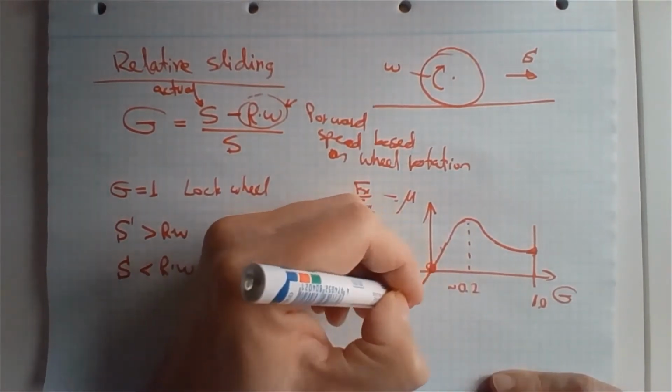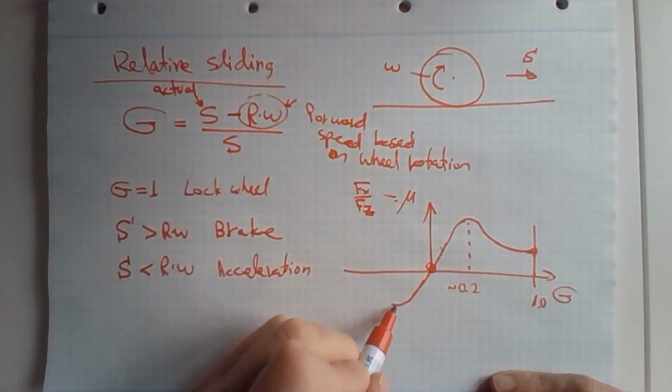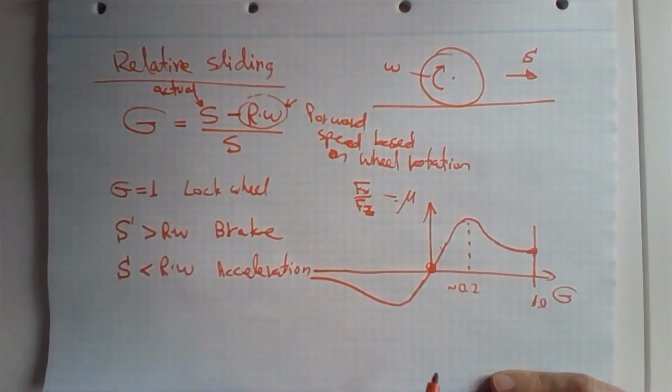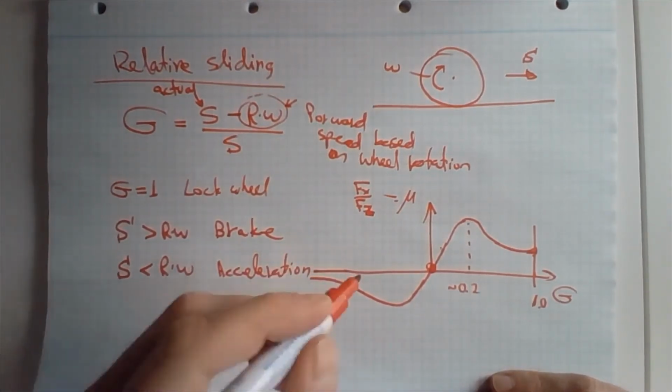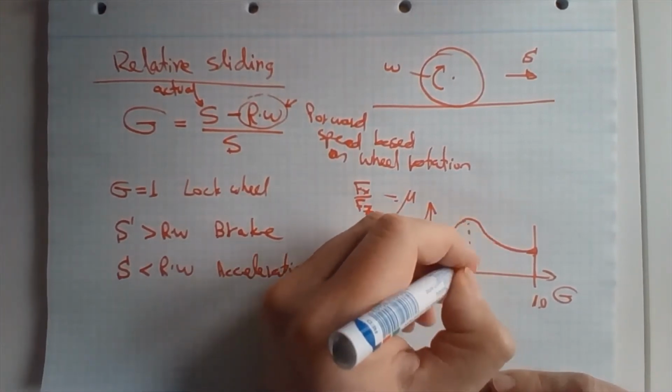This is where we have the locked wheel friction, where the friction coefficient is maximal at around 0.2. And then we are looking at the other case, the acceleration case. There is also some peak in the friction value, but then it can go all the way to almost 0. This is the acceleration side, and this is the brake side.